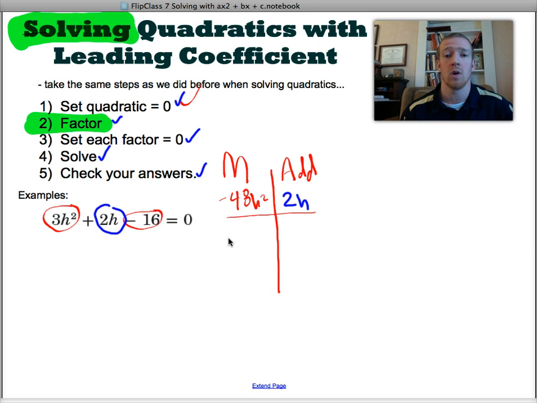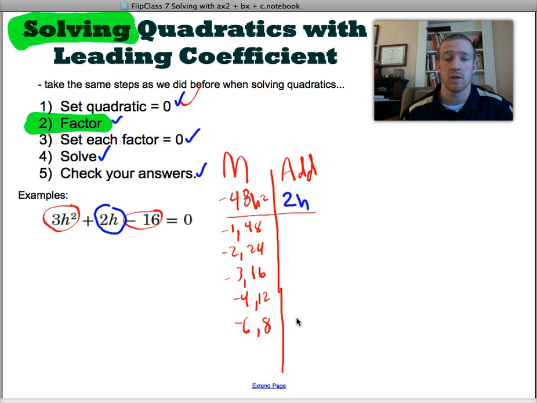So you could work through all the factors: negative 1 and 48, negative 2 and 24, negative 3 and 16, negative 4 and 12, and that's really laborious, so you want to think ahead if you can. But if you get stuck, just do it this way. Negative 6 and 8, and finally, this is the one that adds up to 2h. If I want to be really complete, I could do 1h and 48h, which adds up to 47h, and that's not the one we want. 2h and 24h adds up to 22h, and none of these are the ones we want. This is the one we want.